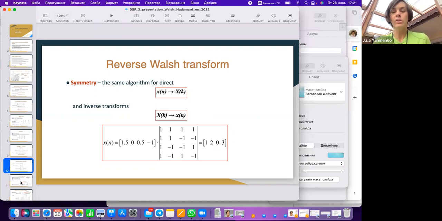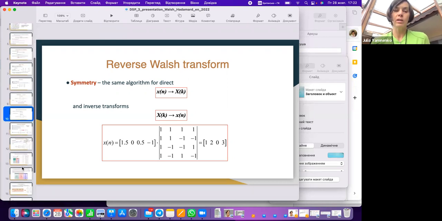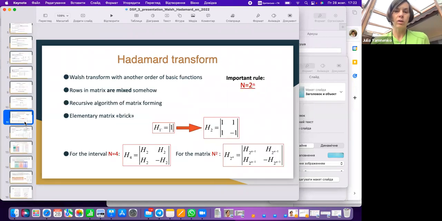It's not like many other methods. For example, Fourier transform is not symmetrical. And we considered Hartley transform, it was symmetrical. So if we use the same algorithm for calculation of the spectra by a known original function, and the same algorithm for the calculation of the original function by known spectra, it means that the method is symmetrical. So Walsh transform is definitely symmetrical. We use the same matrix. And now we are going to the next method.